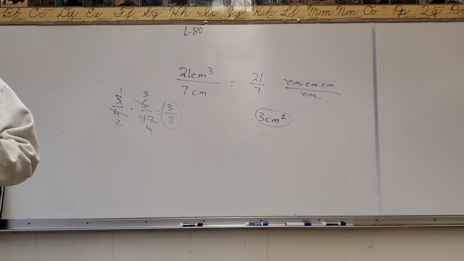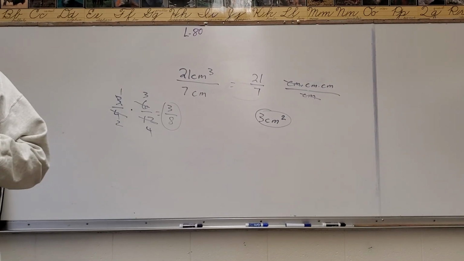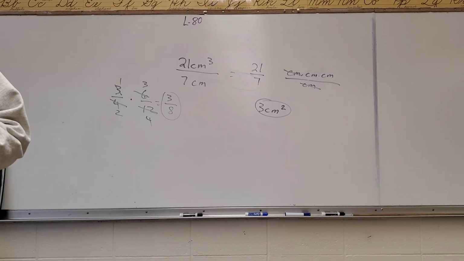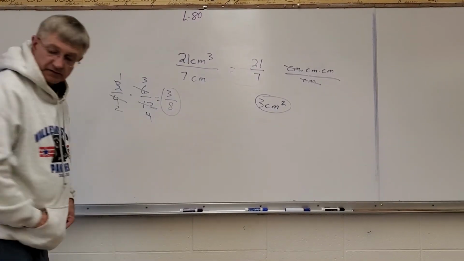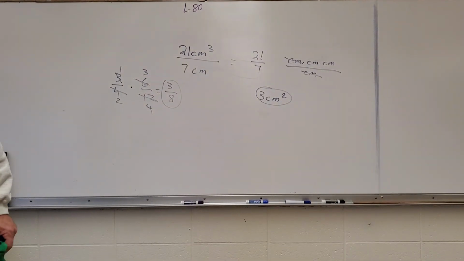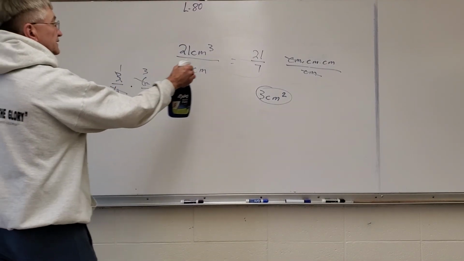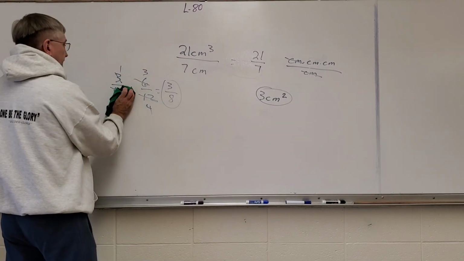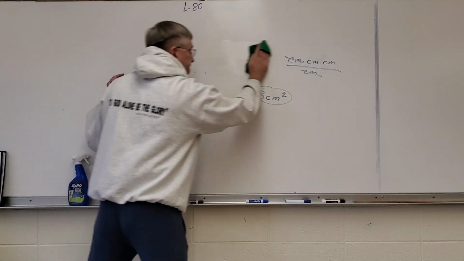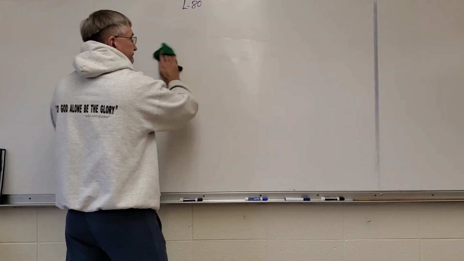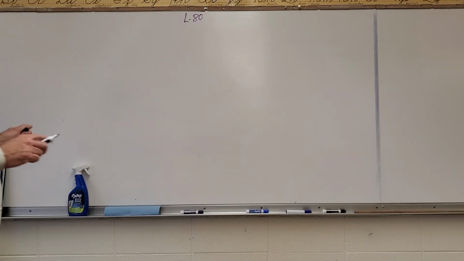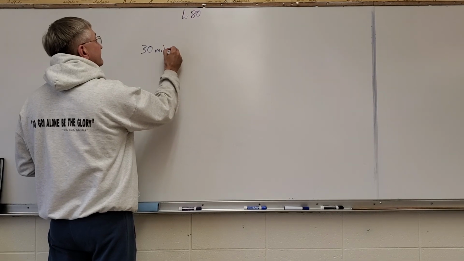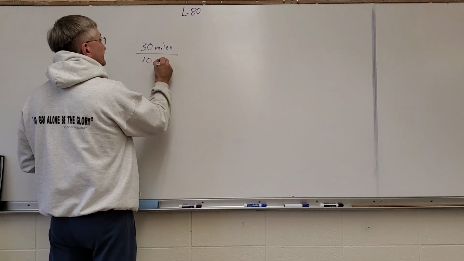Let's go over to page 391, example 4. We have 300 miles for 10 gallons of gas. I'm going to clean this up and use my little spray, because the board's getting all stained up. 300 miles for 10 gallons of gas. I'm going to write it up. We'll get it set up. 300 miles, and we have 10 gallons of gas.